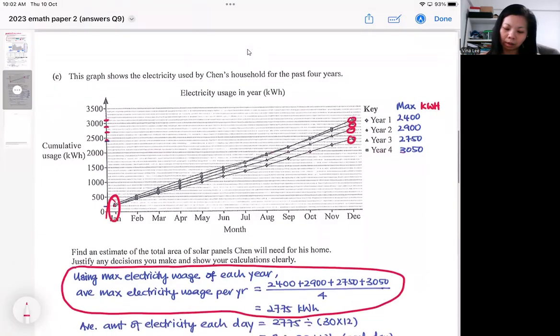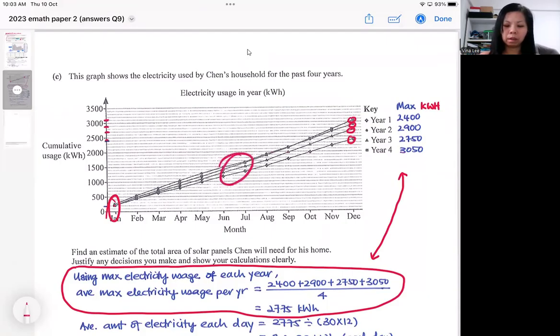So this average will be more than the max. Since I'm using the max, that means if my solar panel can generate this amount, then I will be quite safe. Okay, so I think there are some students who might want to take the middle.